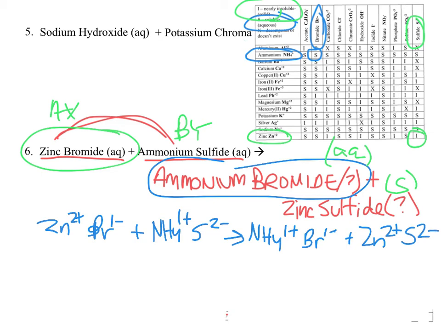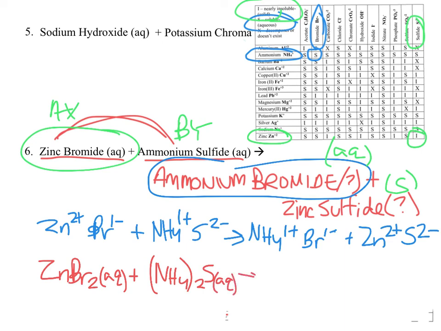Now that we have all of those, we can just write our formulas out. For every 1 zinc, there's going to be 2 bromines, because zinc is +2 charged, and that is aqueous. Next up, you're going to need 2 of these ammoniums to cancel out with the sulfur, and that is aqueous. Next up, you're going to need 1 ammonium for every bromine, and that is aqueous. And last but not least, 1 zinc for every sulfur, and that is going to be solid because it's insoluble in water.